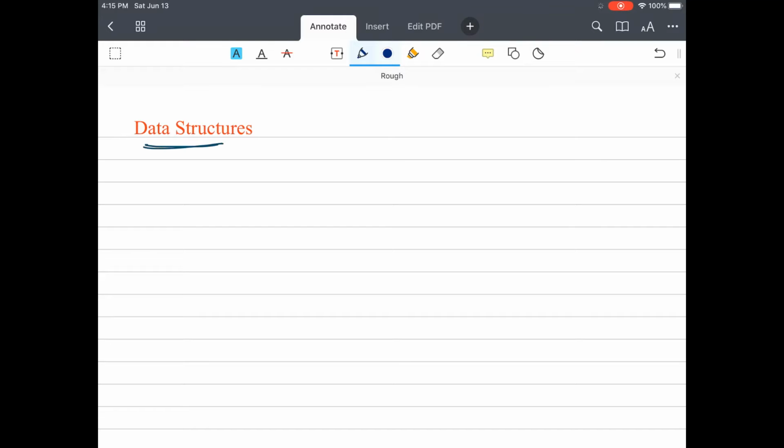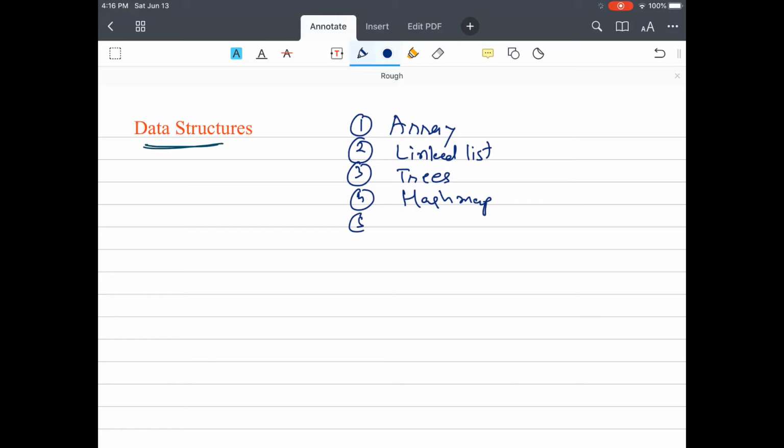So the data structures that we are going to talk about are as follows. First and foremost is array, a very basic and fundamental data structure. Then there is a linked list. Third that we're going to discuss are trees. Fourth is going to be hash map, and fifth is graph.